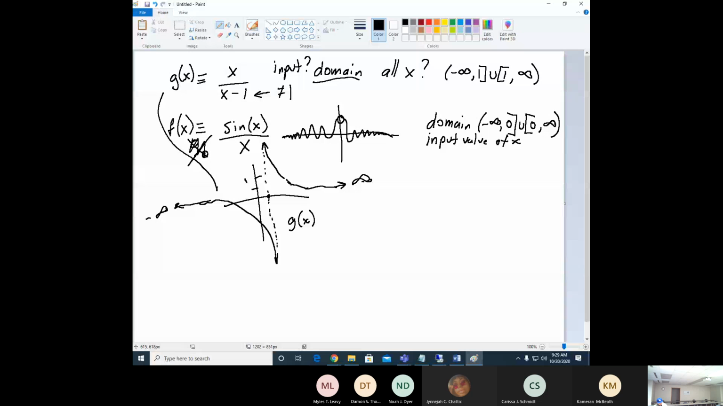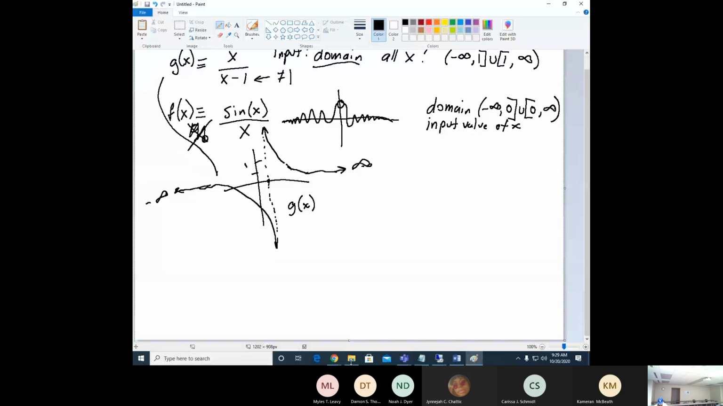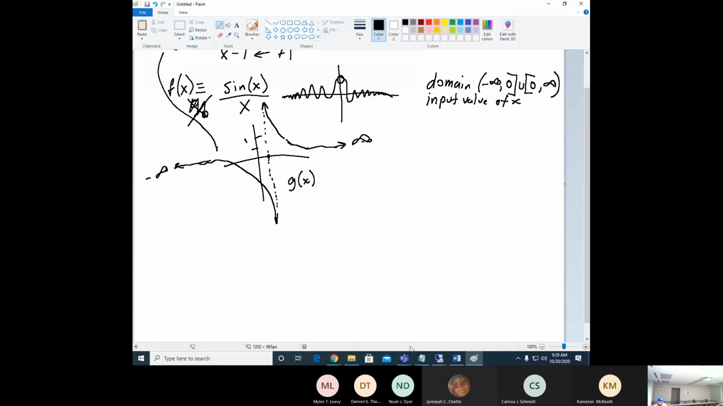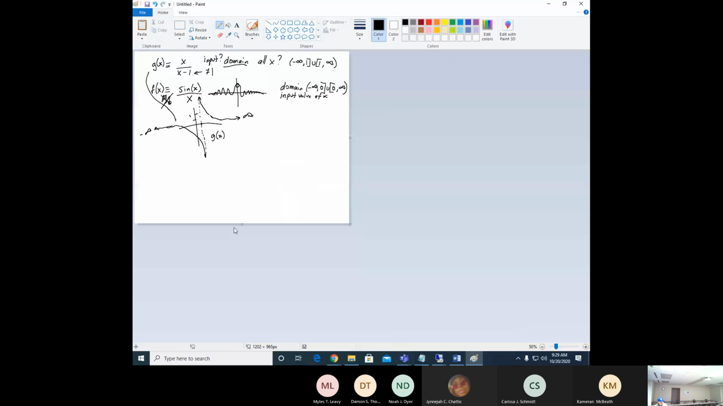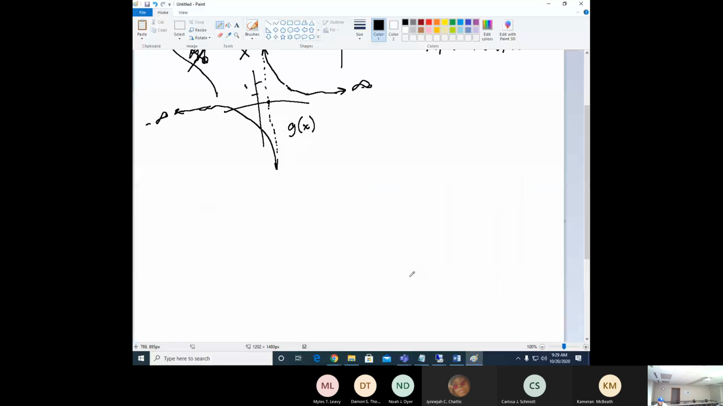Now, a bigger challenge here. Let's go further down the page, and that's the cool thing about Paint. I can make my page as large as I want. If I go further down the page, now let's think about the composite. That's what this chapter is about. Now I'm thinking about f of g of x. There's one way to write it. To write it this way, it's the same as f circle g or f composite g of x.